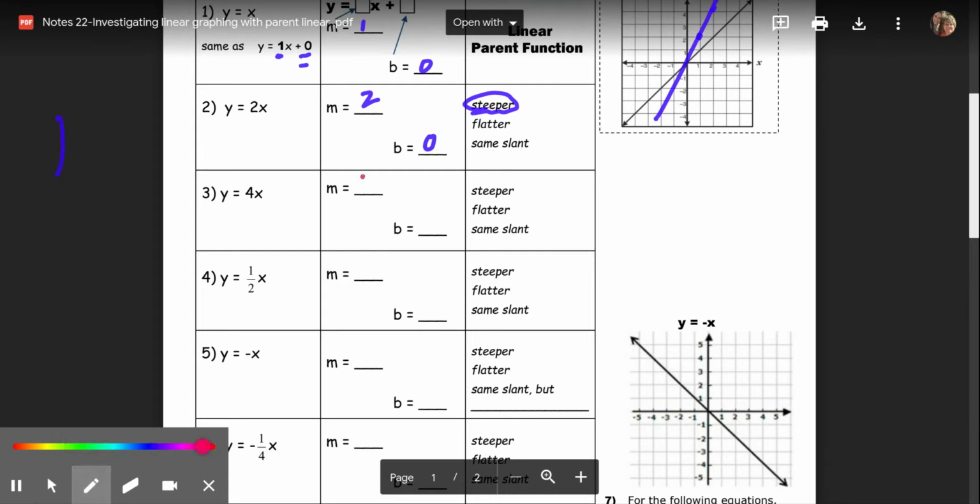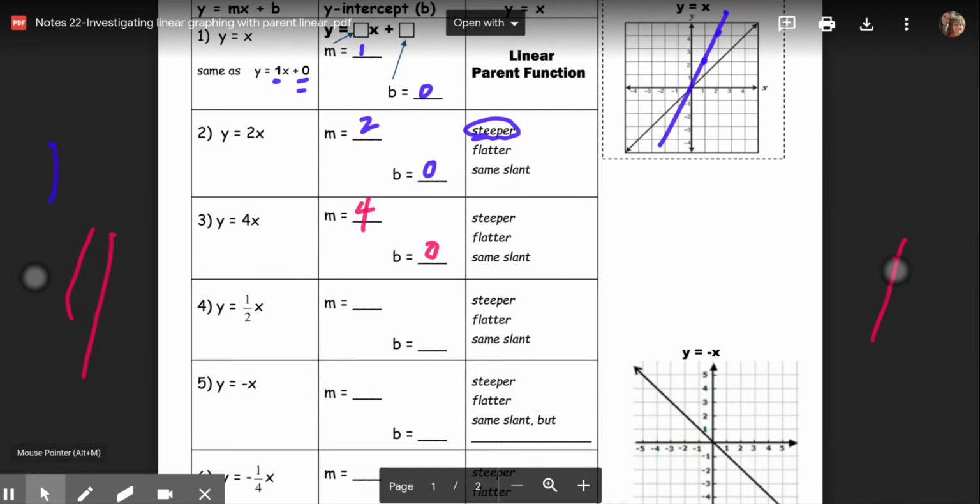And this time your slope is 4. Again, your y-intercept is still 0. So what we're going to do, trying to move this down because I moved it up too far. All right, so your slope is 4. That means you're going to go up 4 over 1, or you can go down 4 left 1. Then you can see the graph here, and you can see that it is steeper.